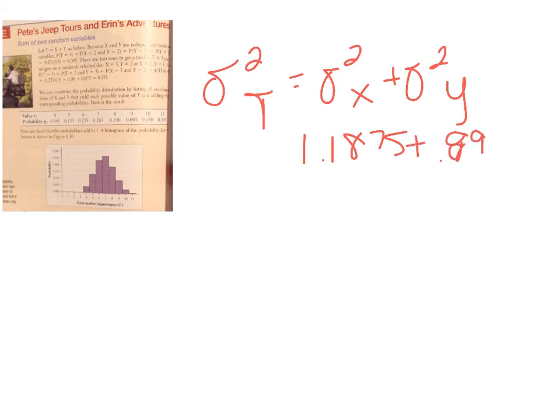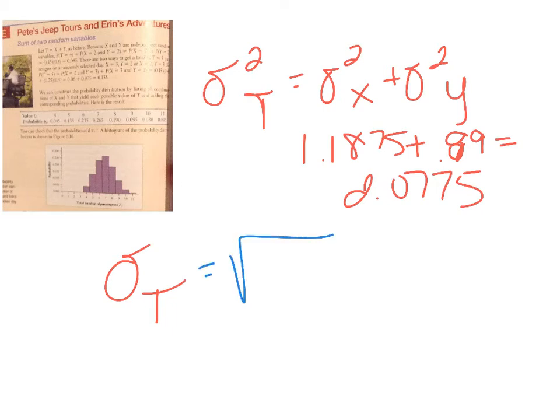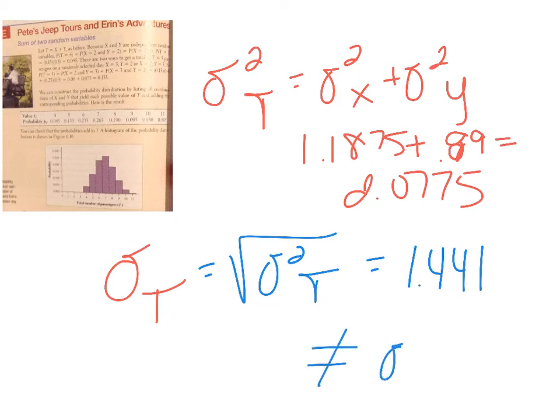Remember, when I calculate variance, I am taking the data point minus the mean, squaring that value, and multiplying it by the probability that that will actually happen. And then I need to add all of those values together. So my variance here is 2.0775. Now I can find my standard deviation of t, which is going to be the square root of the variance of t, which gives me 1.441. If you go back, this is not equal to adding the standard deviation of x plus the standard deviation of y, so we cannot add those two together.